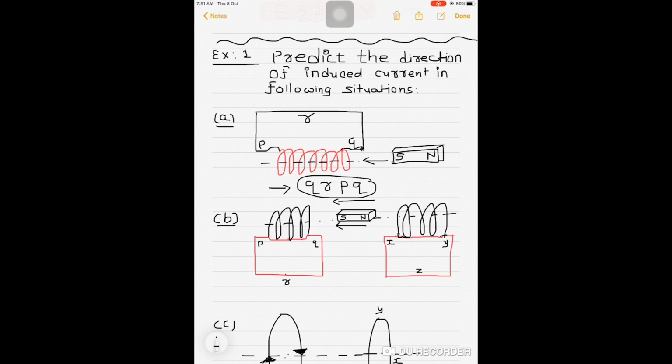So in both cases there should be S pole developed, and therefore the current in the two coils should follow a clockwise path when seen from the magnet side. Hence the induced current flows in the left coil along the path PRQ, while in the other coil it should be in the direction YZX. So here is the direction of electric current for the predicted figures 1 and 2.